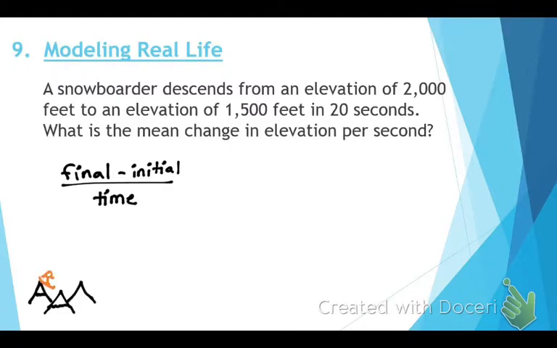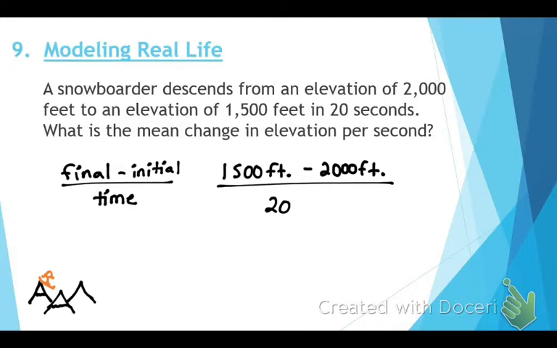Okay, so here you can see I've got this little snowboarder who's here, and they start at 2,000 feet. They end at 1,500 feet. So finally, at the end, they were at 1,500 feet minus initially at the beginning they were at 2,000 feet, divided by how much time did this take them? 20 seconds. Let's do the numerator first. What's 1,500 minus 2,000? Negative 500 feet, okay, because they're going down in 20 seconds.